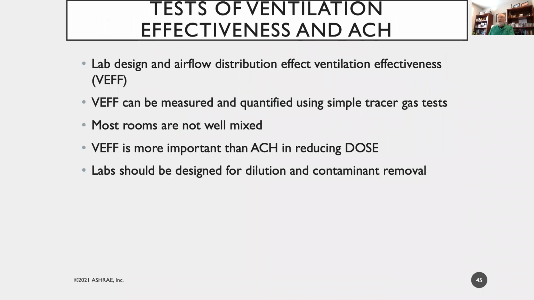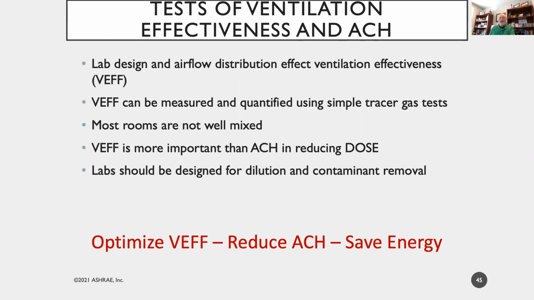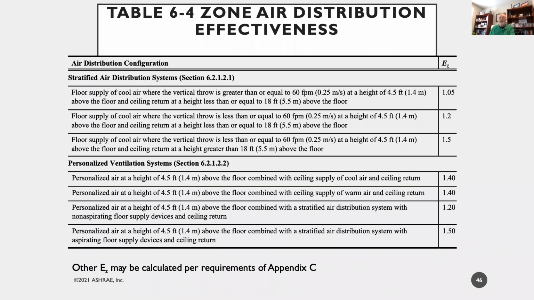So the test, again, Tom's conclusion was that the VEF, the ventilation effectiveness, is more important than ACH. Most rooms are not well mixed. They had this simple tracer gas, made these measurements. So that's the solution. So you want to optimize the ventilation effectiveness to reduce the air and reduce the air changes, which will save some energy. So that's Tom's idea. That's not 62, right? This is, but it's some research that's out there.